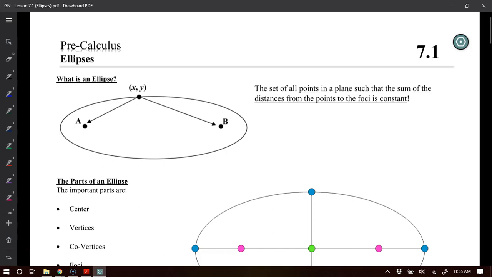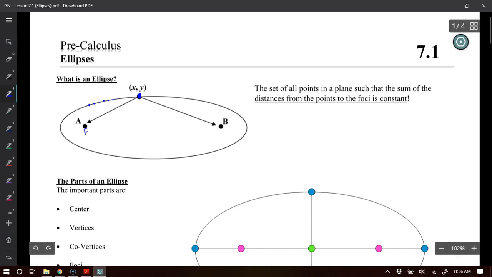Now, what is an ellipse? You may look at it and go, well, it's an oval. But really it is the set of all points. So the ellipse is the curve created by the set of all these points around it in a plane such that the sum of the distances from those points, so I'll pick this point (x, y), to the foci is constant.